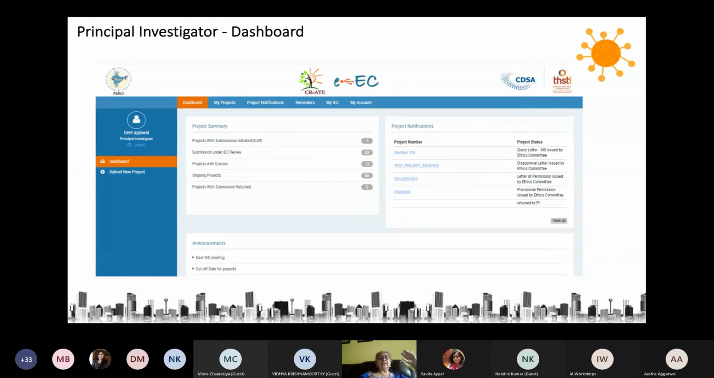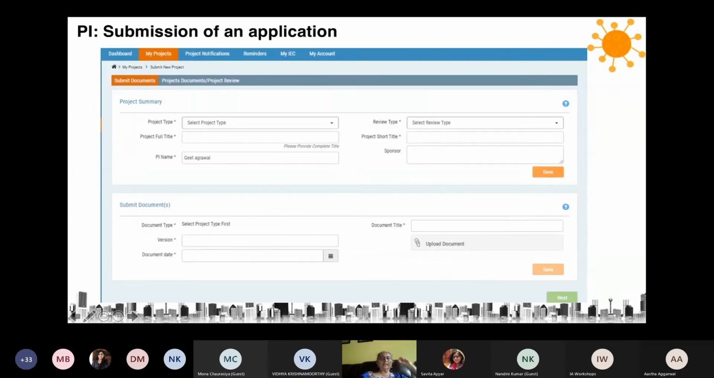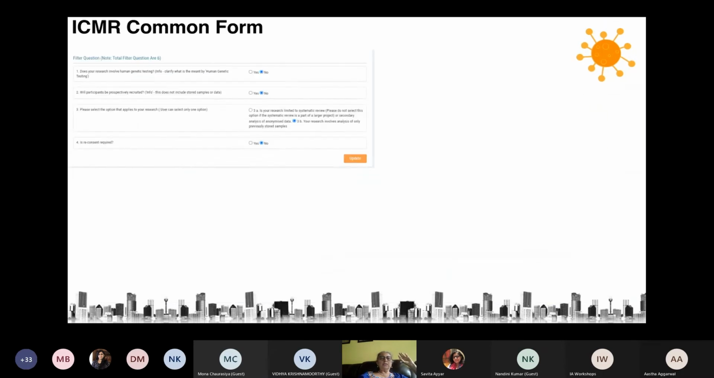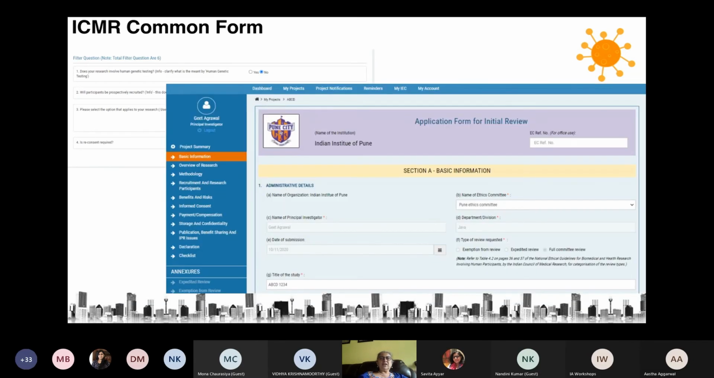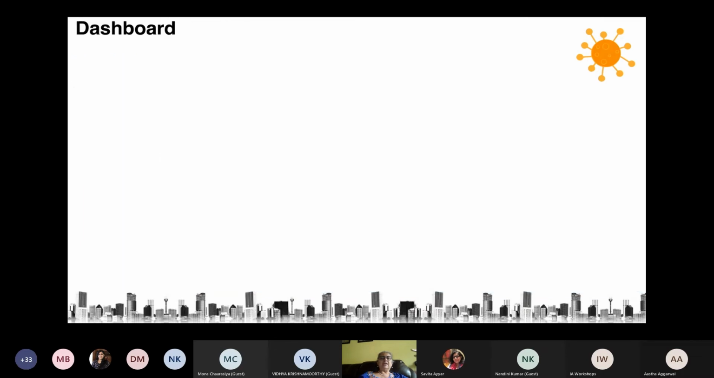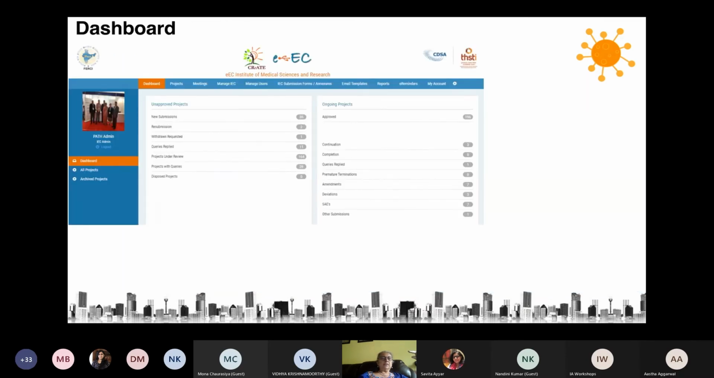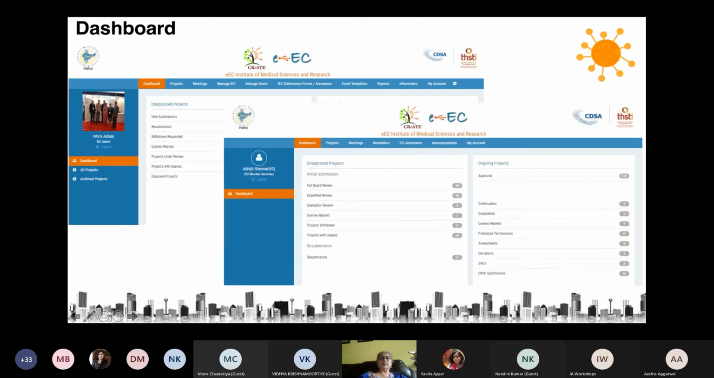I'll share the next 2-3 slides to show the look of this EEC. This is how it looks. This is the principal investigator dashboard, and this is how you upload your documents. Sometimes if you use the common ICMR form, then it is really useful because you don't have to re-enter many things. The ethics committee IEC admin will look like this: unapproved projects, resubmission, whatever the status is given over here.